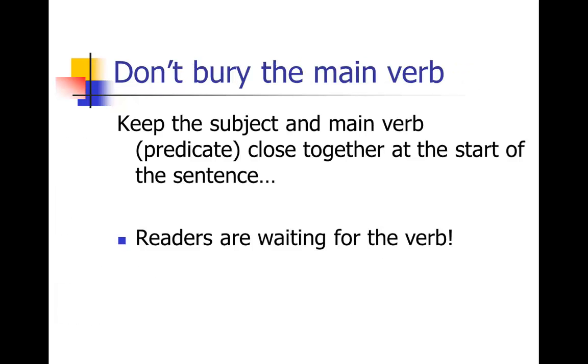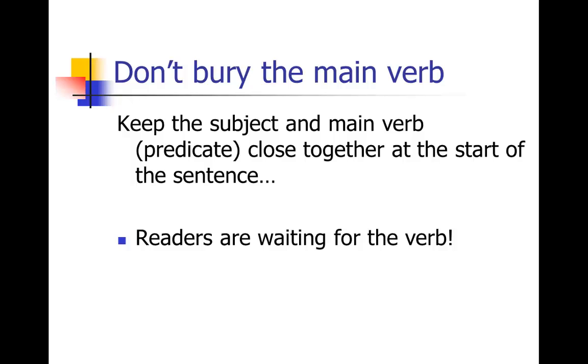So the final point to keep in mind in terms of writing with verbs is that you don't want to bury the main verb. So what I mean by that is you want to make sure that the main verb of the sentence, which we call the predicate, is up close to the subject near the start of the sentence. And the reason is that the readers are waiting for the verb. So once you give the reader the subject, the reader is actually sitting there waiting for the verb. And the reader is going to get lost if there's a lot of material between the subject and the verb. They're simply waiting for the verb, and until they get there, they're going to be lost. So if you put too much stuff there, you're going to lose your reader.